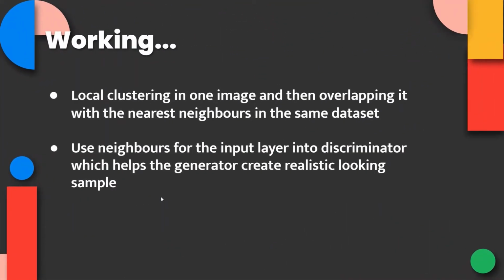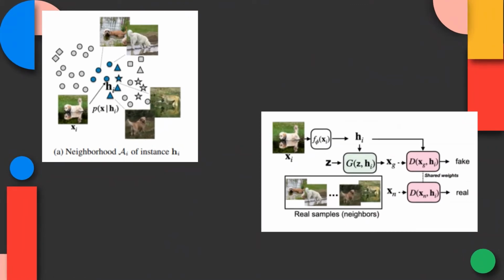Working aside, GANs try to find and locate a local clustering of images, find their nearest neighbors, overlap them, and then decide what to choose and what to forget, and then generate the new images or the image that we talked about. This is an example of clustering.